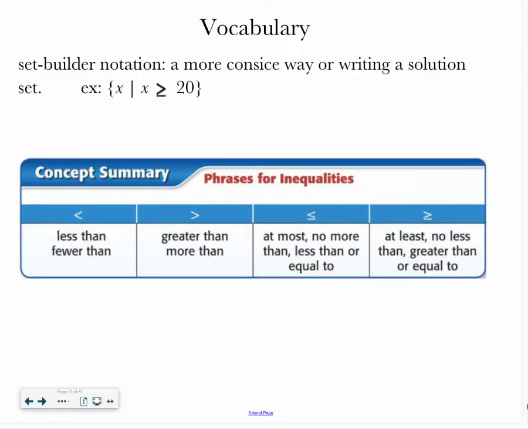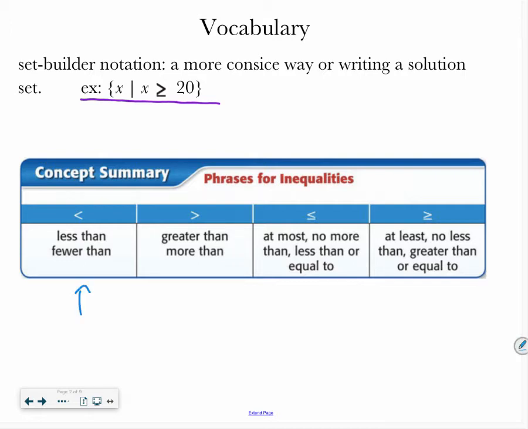Okay, so let's look at some vocab terms. Set builder notation is a more concise way of writing a solution set. What set builder notation looks like is this right here, which I'll teach you how to write a little bit later on, okay? And then a quick refresher.